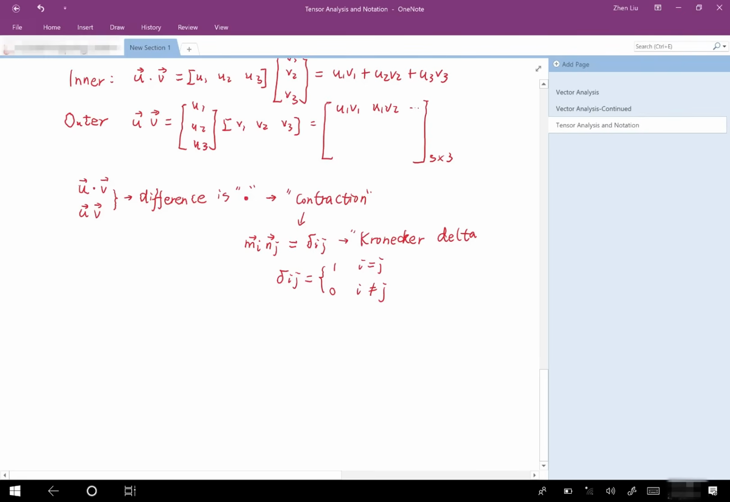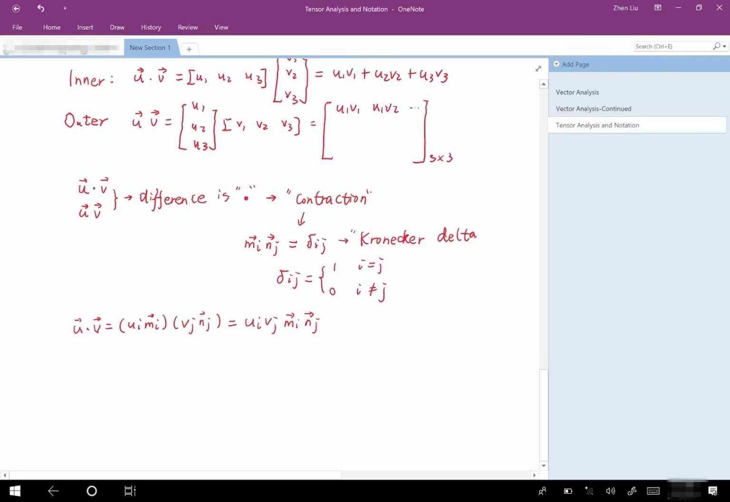the definition of inner product again, dot product again, and see what happens with this new understanding. So for u and v, at the very beginning is u_i m_i, and v_j n_j, right? And we know that we can write it as u_i v_j m_i n_j.